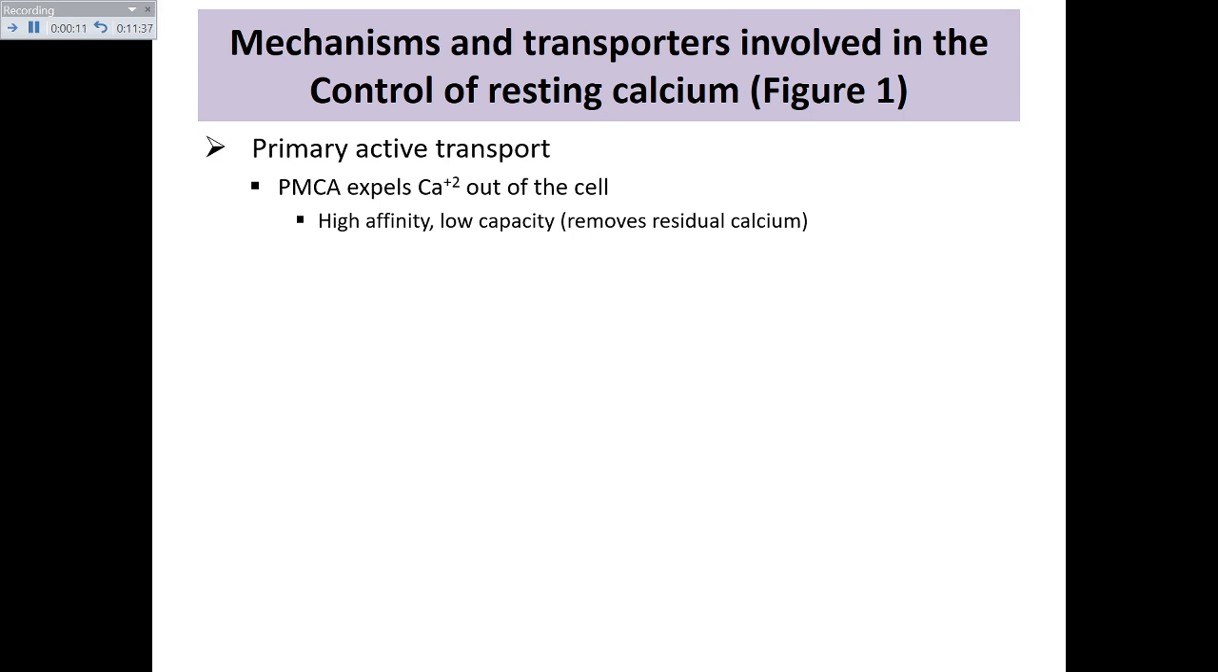Primary active transport is the plasma membrane calcium ATPase.